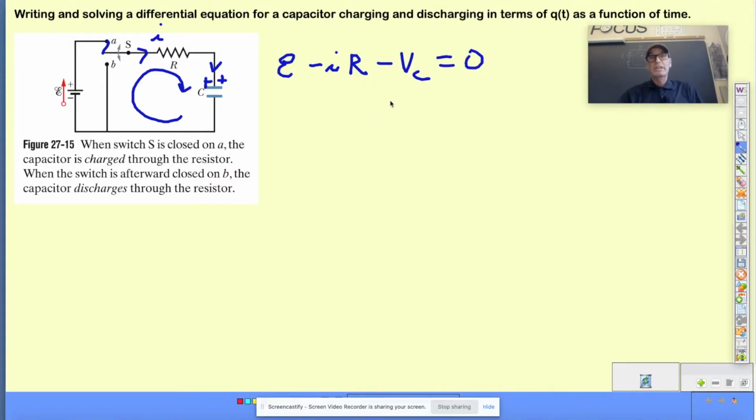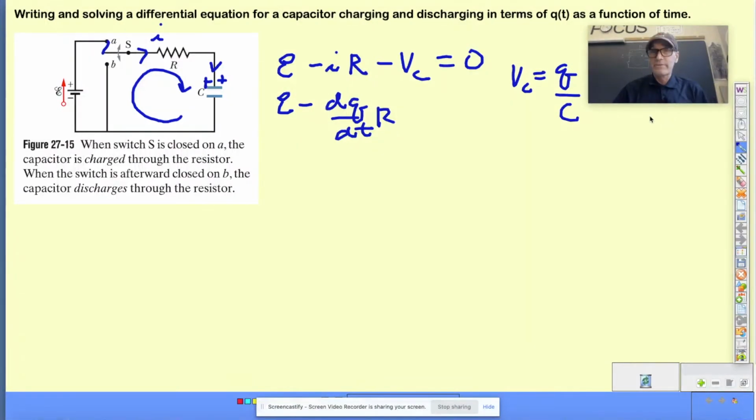Now, because the current is variable, that is to say that the charge is changing with respect to each incremental moment of time, we're going to express I as dq/dt. Now, the voltage across the capacitor, in order to proceed with this setup to solve a first order differential equation with constant coefficients, I'm going to replace VC with Q over C, owing to the fact that Q is equal to voltage times capacitance. So Q over C equals 0.